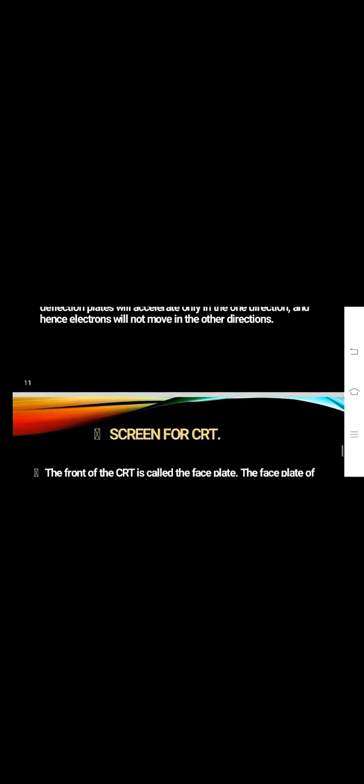Now let us know about electrostatic deflection plates. The deflection plate produces a uniform electrostatic field only in one direction. The electron beam entering the deflection plate will accelerate only in one direction and hence the electrons will not move in the other directions. Now here comes the screen of the CRT.